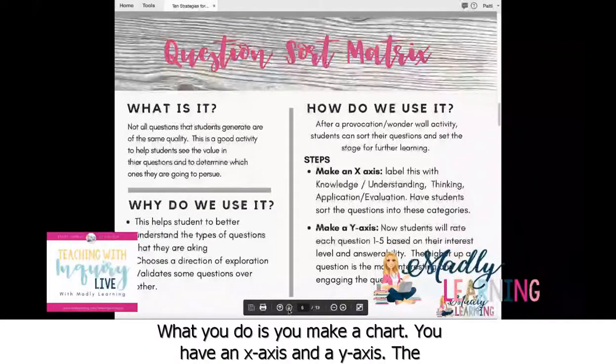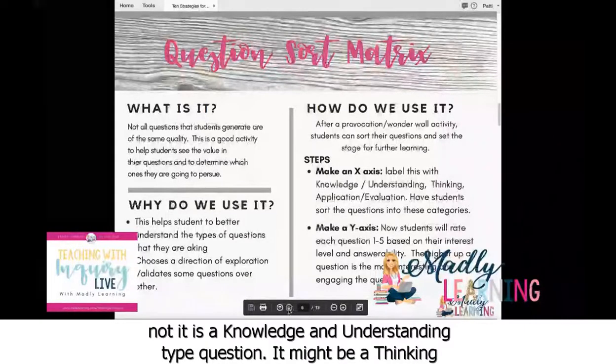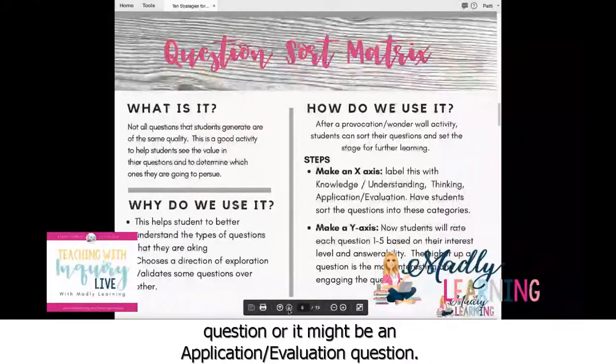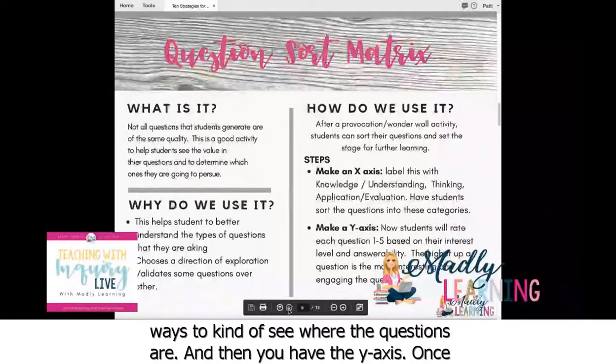So what you do is you make a chart. So you have an x-axis and a y-axis. And the x-axis is where you're essentially evaluating the question on whether or not it is a knowledge and understanding type question. It might be a thinking question, or it might be an application evaluation question. And using HOT charts and the Q chart and the question strategy, these are really great ways to see where the questions are.